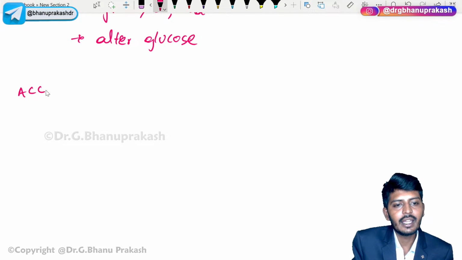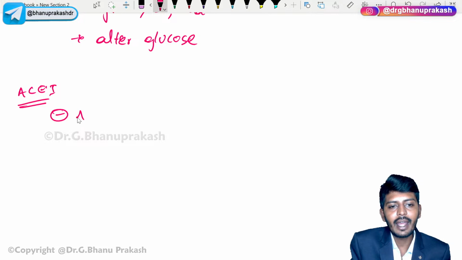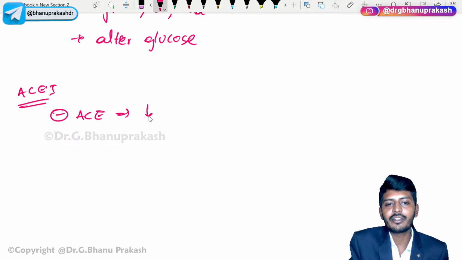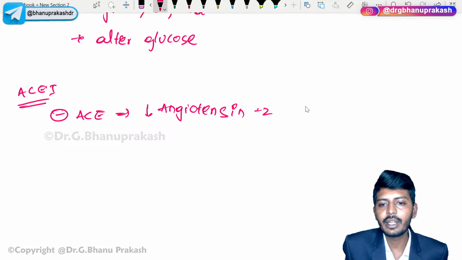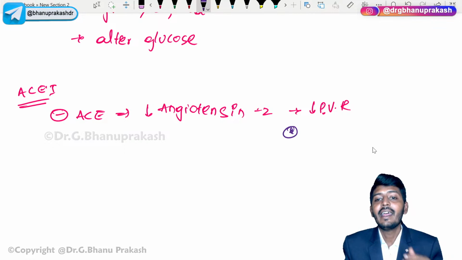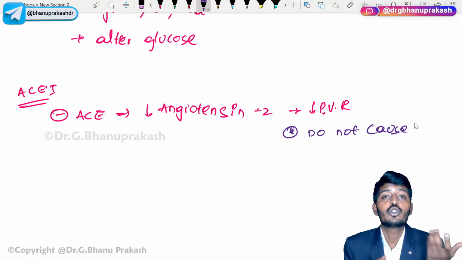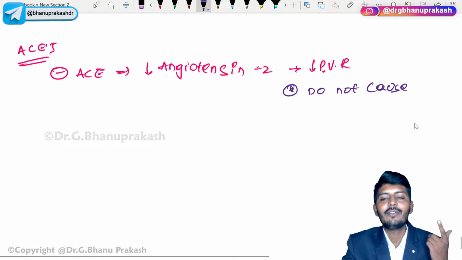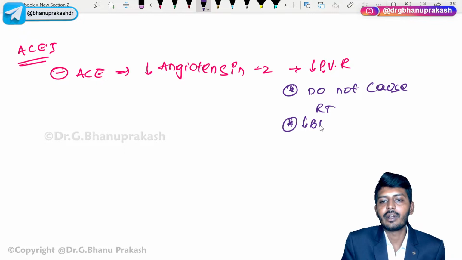We also have ACE inhibitors. My dear students, ACE inhibitors, yesterday also we discussed. Once again I will tell, they inhibit one enzyme called angiotensin converting enzyme, that will lead to reduction of angiotensin 2. If they are reducing angiotensin 2, automatically it will cause a decrease of peripheral vascular resistance. One more advantage is they do not cause reflex tachycardia. All the vasodilators usually cause reflex tachycardia, but these drugs do not. Only they will decrease the blood pressure. This is the advantage.